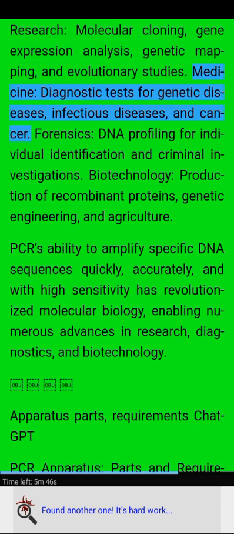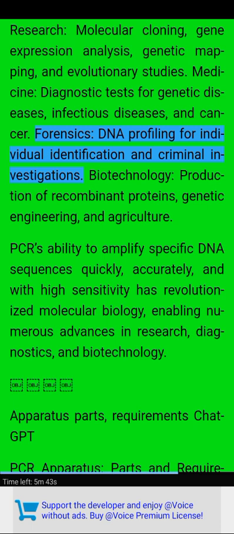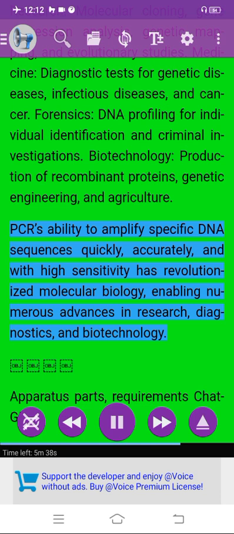Medicine: diagnostic tests for genetic diseases, infectious diseases, and cancer. Forensics: DNA profiling for individual identification and criminal investigations. Biotechnology: production of recombinant proteins, genetic engineering, and agriculture. PCR's ability to amplify specific DNA sequences quickly, accurately, and with high sensitivity has revolutionized molecular biology, enabling numerous advances in research, diagnostics, and biotechnology.